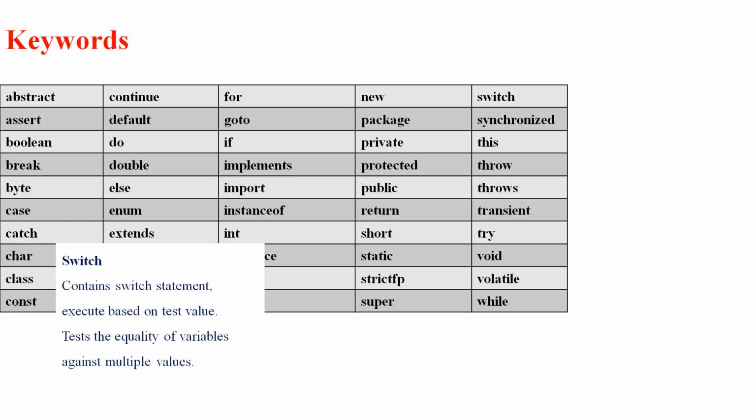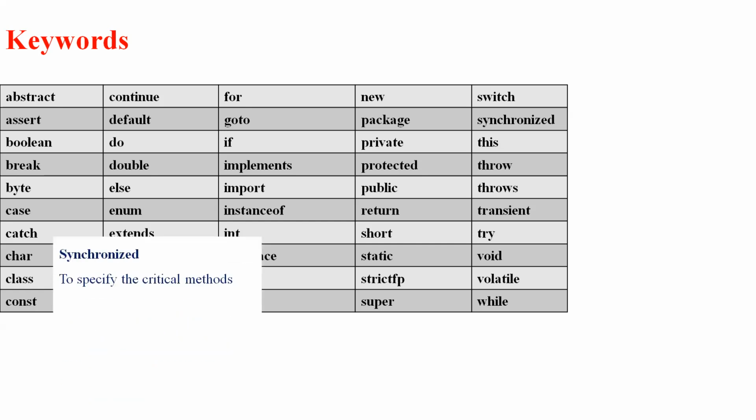This switch statement is a control statement which executes based on test values. It also tests the equality of a variable against different values. So the switch statement will select one of many code blocks. It selects only one among many blocks of code, which eventually gets executed. So in order to select one of many, we use this switch. So next we have synchronized.